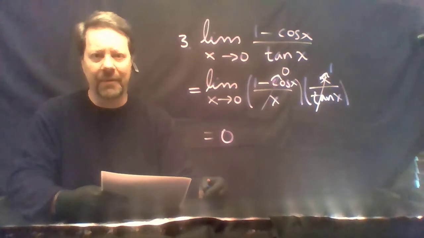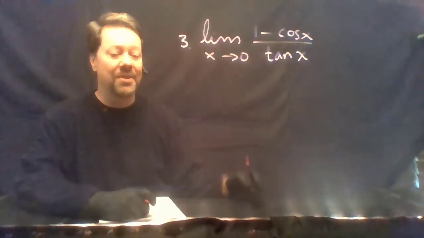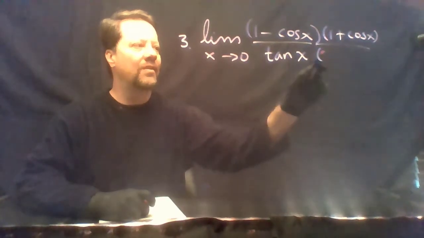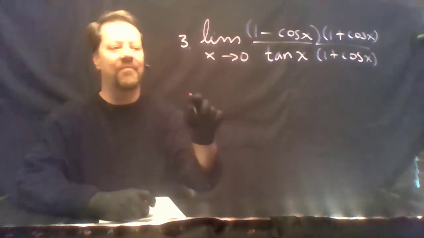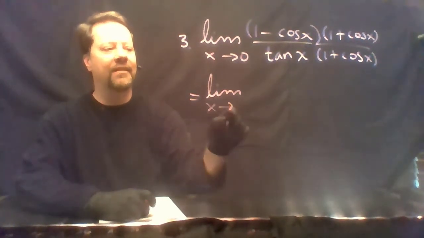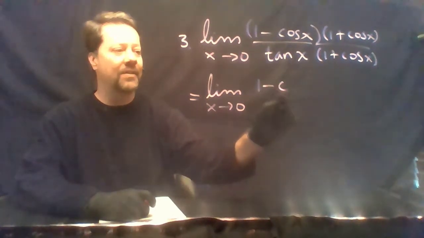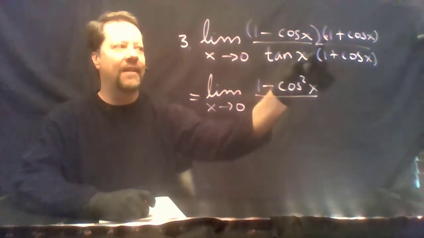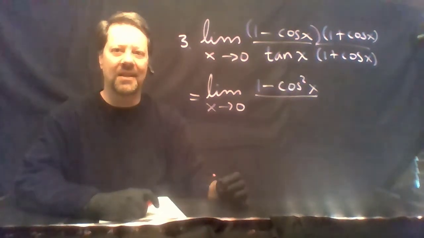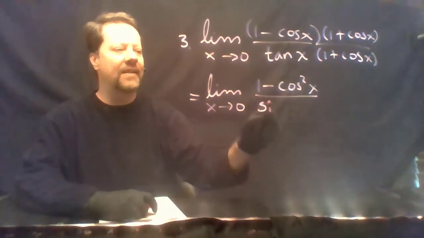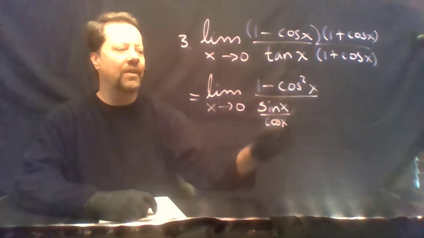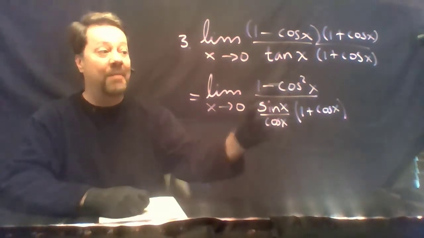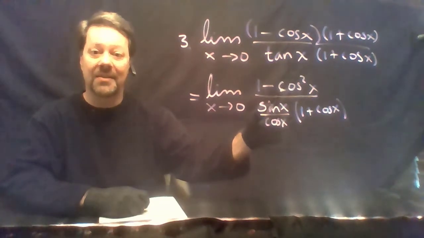But let's try to prove this in a different way. If you didn't like the last approach, here's another one. Why not multiply by 1 plus cosine x over 1 plus cosine x? The numerator foils and becomes a difference of squares, 1 minus cosine squared x. You'll have 1, a positive cosine, and then a minus cosine, and then a minus cosine squared x. In the bottom, let's rewrite this as sine x over cosine x times 1 plus cosine x. Now, by the Pythagorean identity, 1 minus cosine squared x is sine squared x.